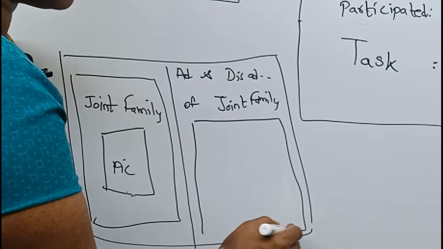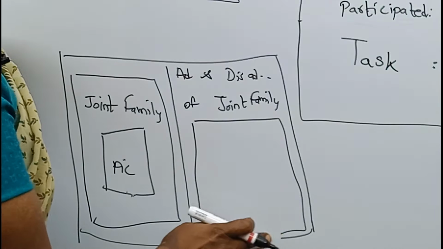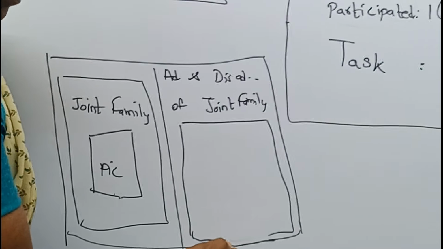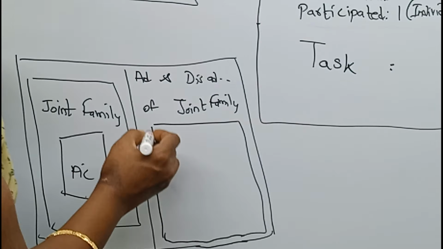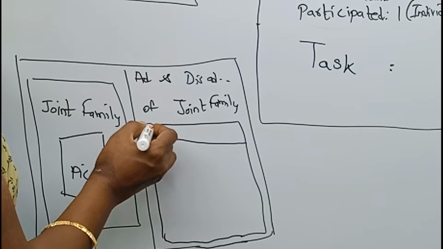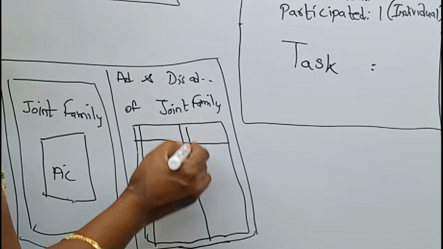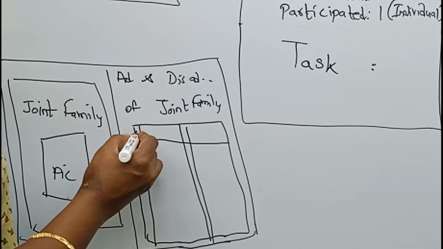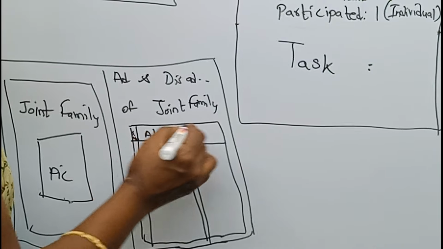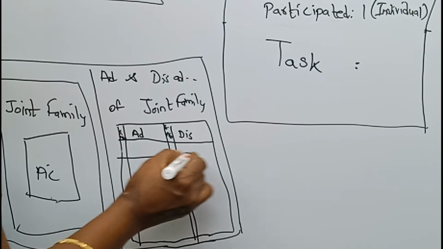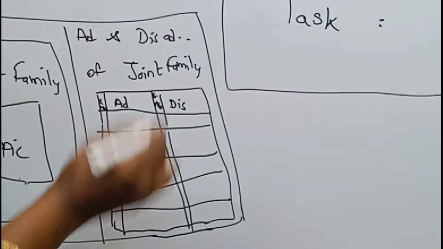See to it that you don't merge the tabular column with the margin. The margin should be separate and the tabular column should be separate. Use different colors so that it looks like the tabular column is different and the margin is different. Here again you make the lines this way, the columns this way. Here is a serial number, here you write the advantages, here you write the disadvantages. According to how many points you have made, you make the rows.